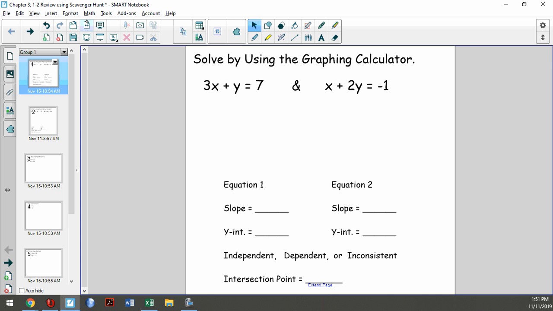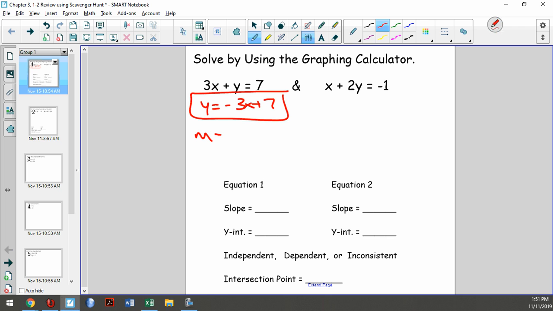Okay, I'm going to take the first equation, solve this for y. So y is going to be equal to negative 3x plus 7. What is my slope? And what is my y-intercept? 0, 7. Please make sure you put that as an ordered pair. Do we all understand that?